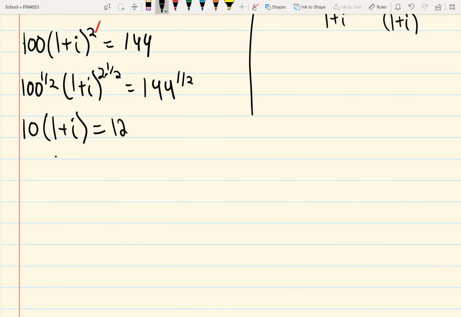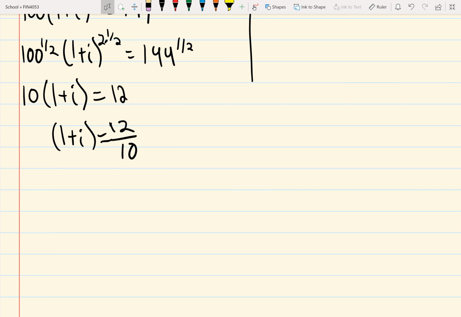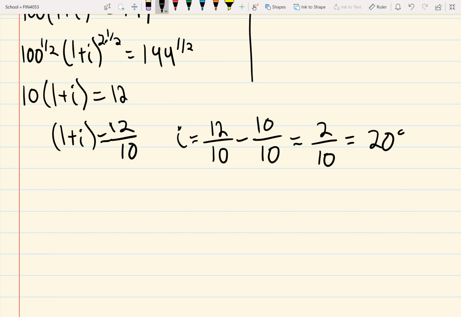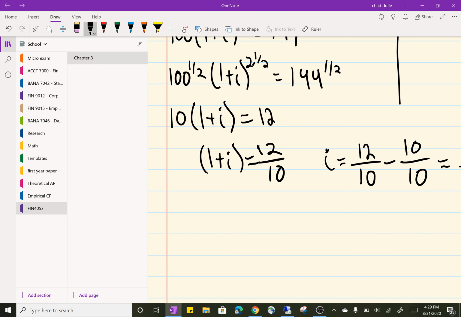Then we divide that over. And then lastly, we just have to subtract 1 here. Minus 1, or to make it easy, 10 over 10, which equals 1, so 12 over 10 minus 10 over 10 equals 2 over 10, which equals 20%. So again, simple example. But it may be useful for you to see because the book gives it to you in formulas, so maybe it's helpful for some of you to see that.